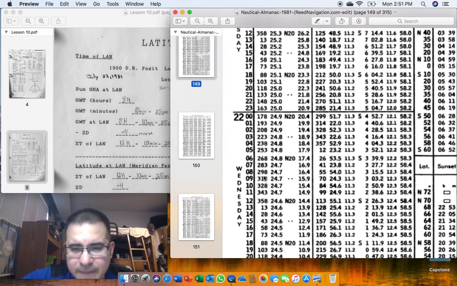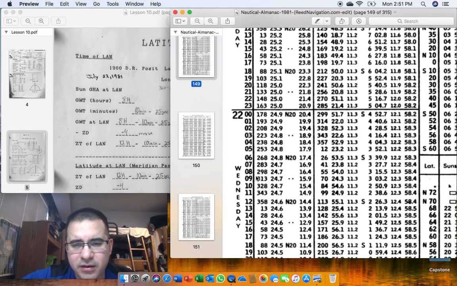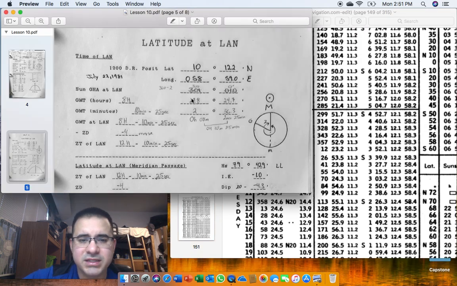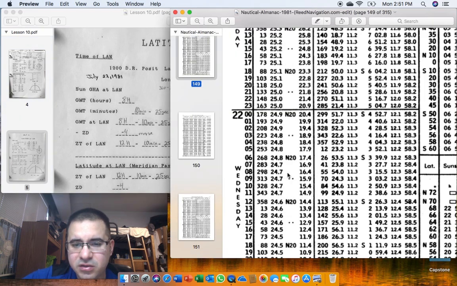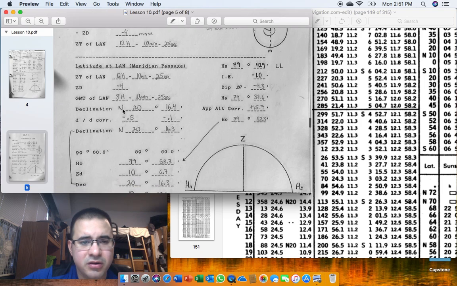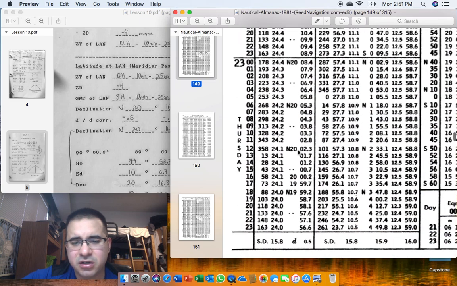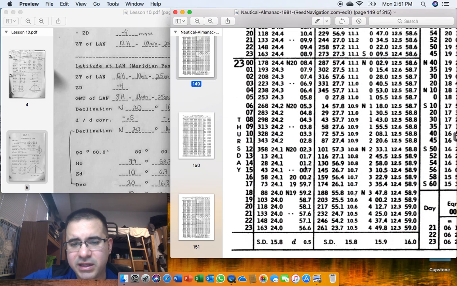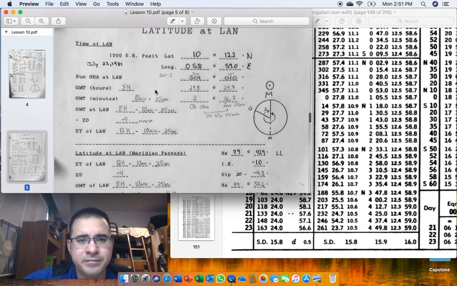So we have 8 hours, 9 hours, and it's in the middle of it. What you're going to do is you always go up, so 298.24.7. Then we are also going to get our declination, north 20, 16.4. We put it right here. And we took our D correction, which was 0.5, and it's going down, north, so it's negative.